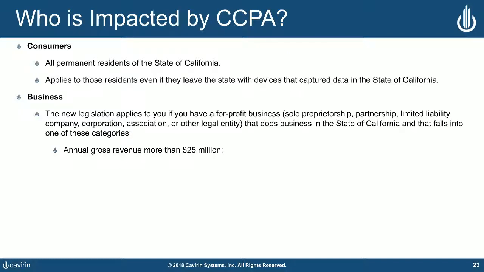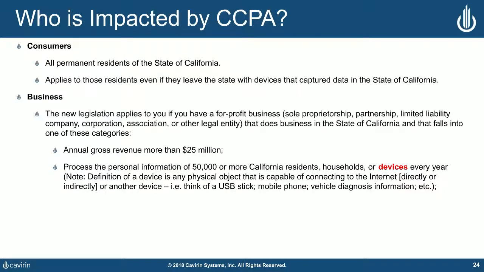Now, in relation to the businesses, this deals with for-profit businesses, sole proprietors, partnerships, limited liability companies, corporations, and other legal entities, that have to fall in at least one of certain categories. So one, their revenue is $25 million or more. Two, they process personal information for 50,000 or more California residents, households, or devices every year.